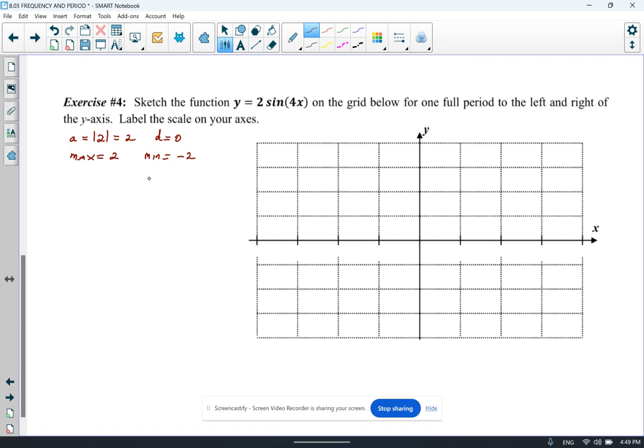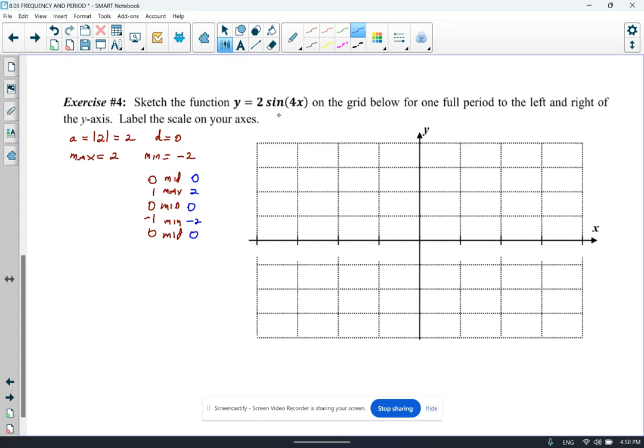The normal pattern for sine from the unit circle would be 0, 1, 0, negative 1, 0. But we're going to use instead the midline, maximum, midline, minimum, midline. So the y values we're going to plot are in the pattern of 0, 2, 0, negative 2, 0.